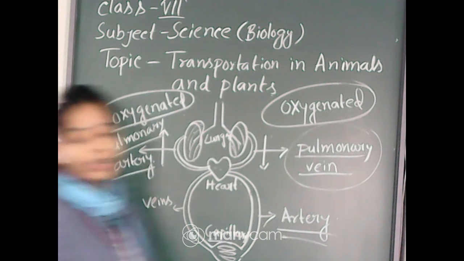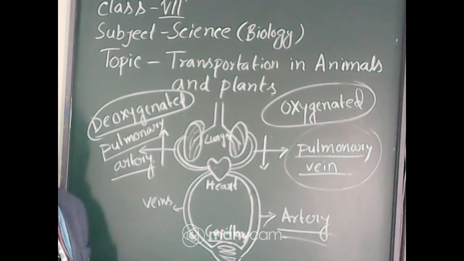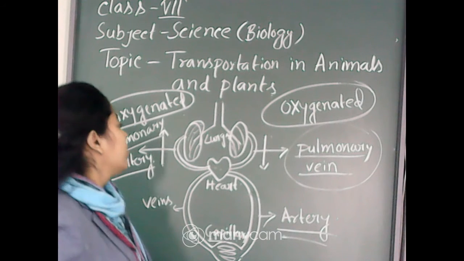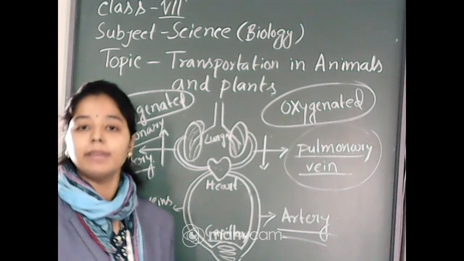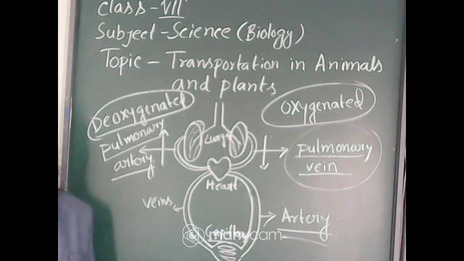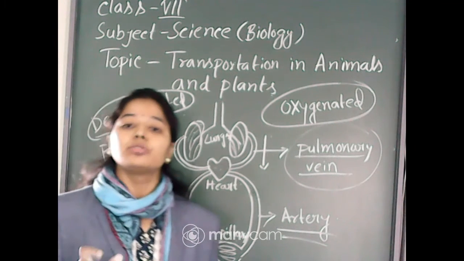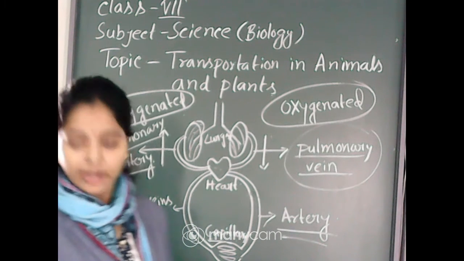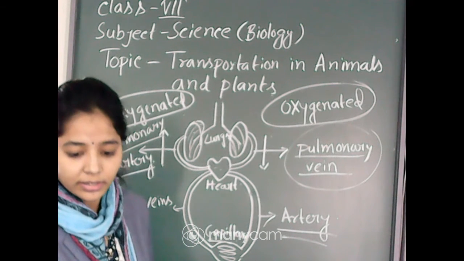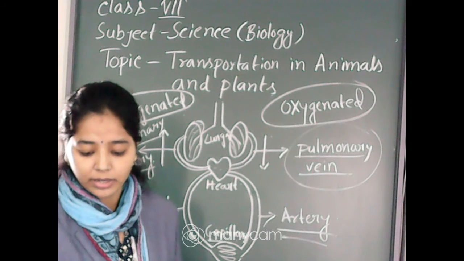Understood, everyone? Any problem? So we can say that deoxygenated blood is pumped from the heart to the lungs for oxygenation, and oxygenated blood returns to the heart to be pumped to the rest of the body. Understood, everyone? Okay, no problem? Very good.